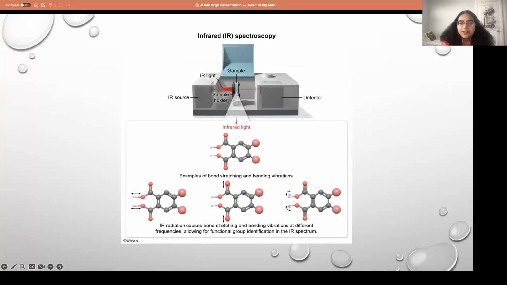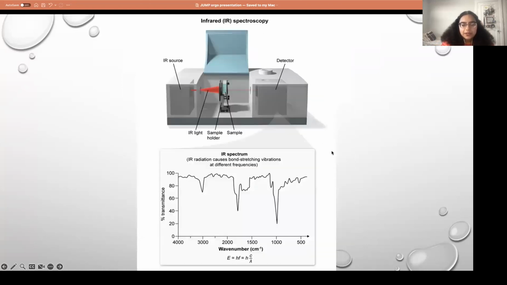You have your sample and your infrared light, and what it actually does is stretch and bend the bonds. And that'll get you a spectrum that looks something like this at different frequencies. So different bonds stretch at different frequencies. We talked about light and excitation, that equation at the bottom, during physics.